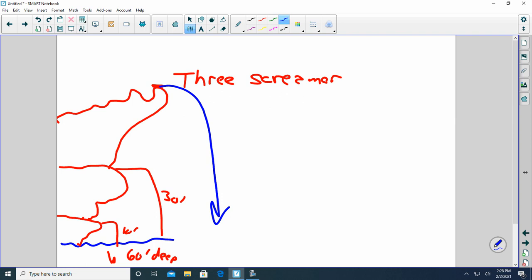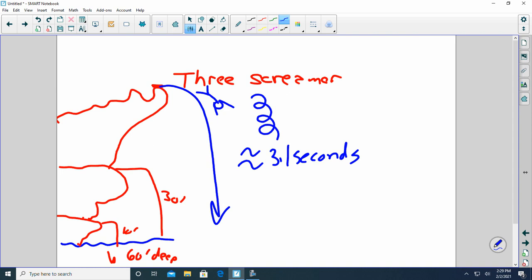But we'd have friends who would dive off this. Make sure you make that diamond because you don't want your head breaking the plane of water. And then we had people that would be doing flips off of it, intentionally or not. Hopefully they were landing feet first. But this is a three screamer. This was about 3.1 seconds that you would free fall before you'd hit the water.